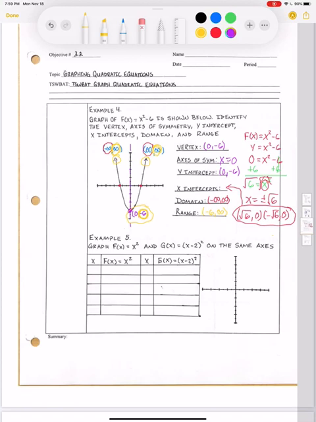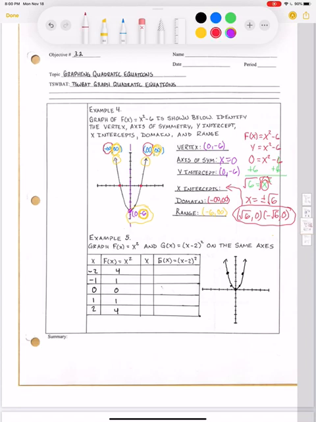All right. Example 5. We're going to graph f of x equals x squared and g of x equals (x minus 2) squared on the same axis. For f of x equals x squared, we should already know the points we're going to pick. We're going to pick negative 2, negative 1, 0, 1, and 2. When I plug those values in, I'm going to get back out 4, 1, 0, 1, 4. If I plot those points, this will be my graph. Vertex is at (0, 0). Y-intercept's at (0, 0). X-intercept's at (0, 0). It's the most basic graph we can have.